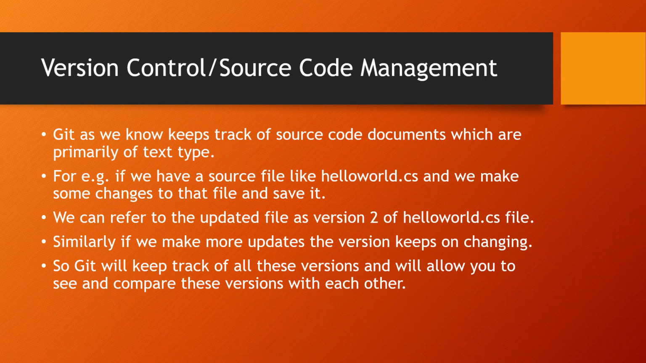Git, as we know, keeps track of source code documents which are primarily of text type. For example, if we have a source file like helloworld.cs and we make some changes to that file and save it, a new version gets created. We can refer to the updated file as version 2 of helloworld.cs file. Similarly, if we make more updates, the version keeps on changing. So Git will keep track of all these versions and will allow you to see and compare these versions with each other.